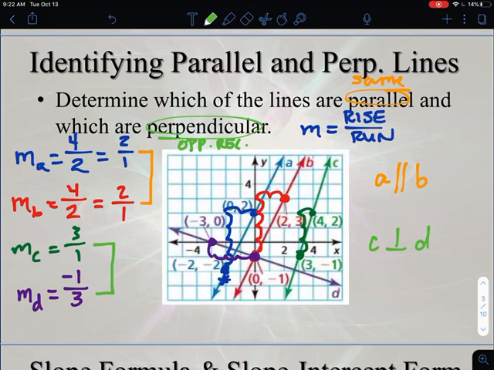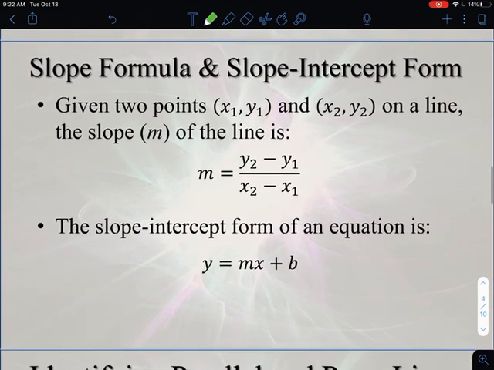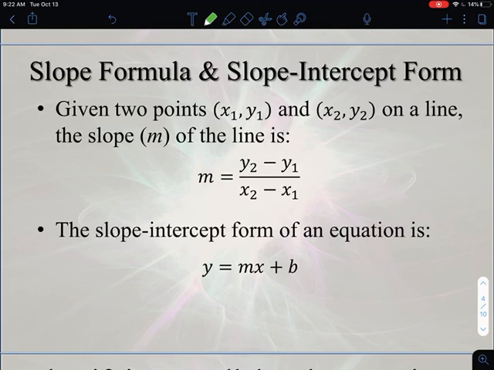So finding slopes for each of the lines given, any that are exactly the same are parallel, any that are opposite reciprocals are perpendicular. As far as slope is concerned, there are two other ways to calculate slope, one of which we've talked about before, but just as a review, given 2 points, I can calculate the slope of a line using the following formula here. So if I have 2 points, I could calculate slope using y minus y over x minus x. And so here we have y2 minus y1 over x2 minus x1.